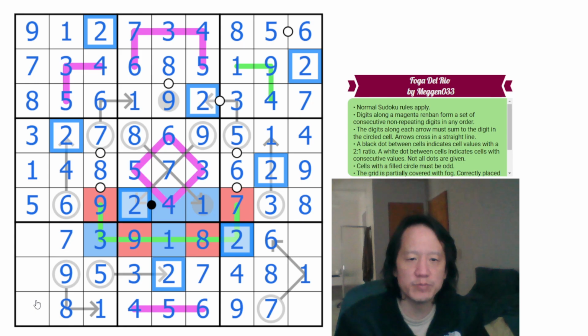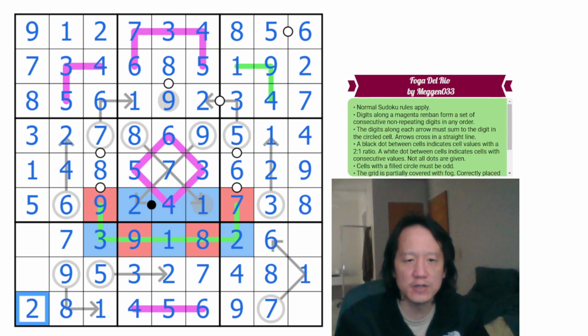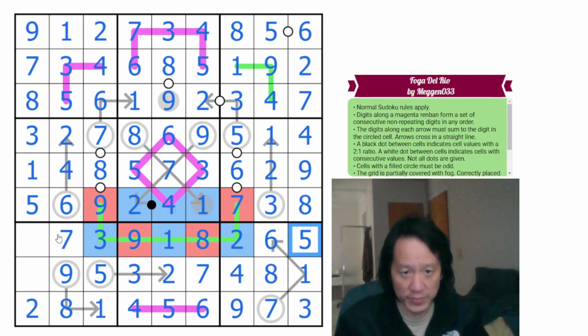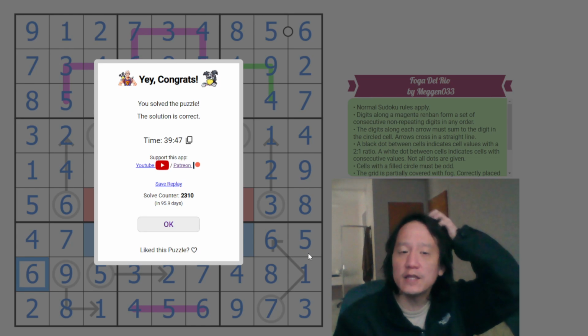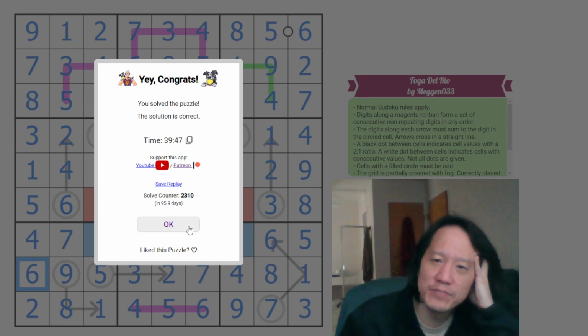Where is the 2 in box 7? It has to be here, which forces this to be 3. That's 3 in the corner. We celebrate because we're almost done. And this is a 5. This has to be 4 here, and this must be a 6. And that's how you solve that.